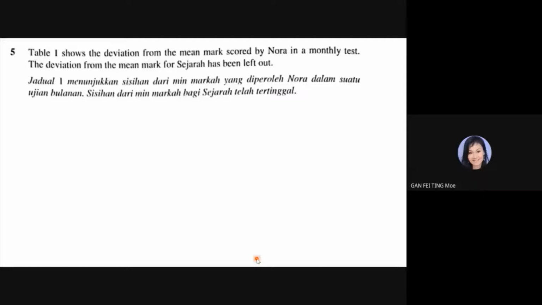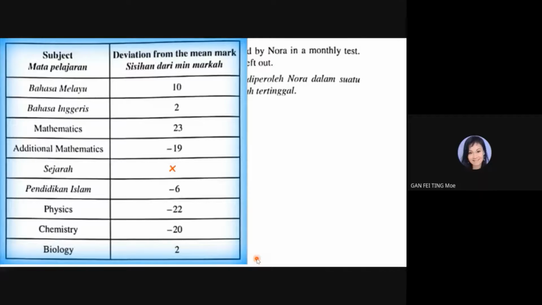Okay, then we continue to the other one, Nora. This is a question that I discussed with your friend also just now. Table 1 shows the deviation from the mean mark scored by Nora in the monthly test. The deviation from the mean mark for Sejarah has been left out. This is the table given to you. These are the subjects, the 9 subjects, and this is the deviation from the mean mark.